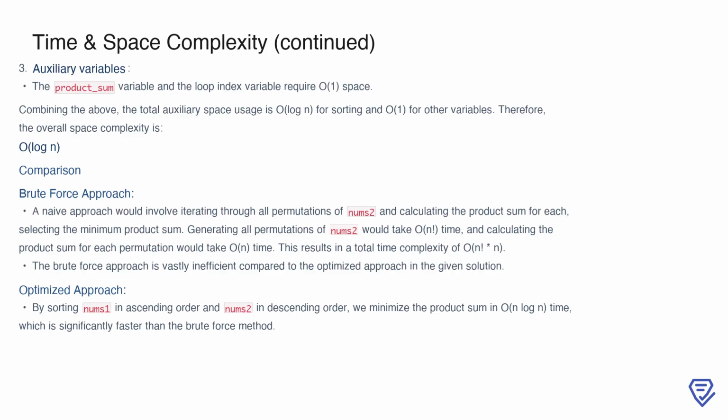Comparing this optimized solution to a brute force approach highlights its efficiency. A naive method would involve generating all permutations of nums2, which would take O(n!) time, and evaluating the product sum for each permutation, adding another O(n) per permutation. This results in a total time complexity of O(n times n!), which is vastly slower than the O(n log n) complexity achieved by sorting the arrays strategically.